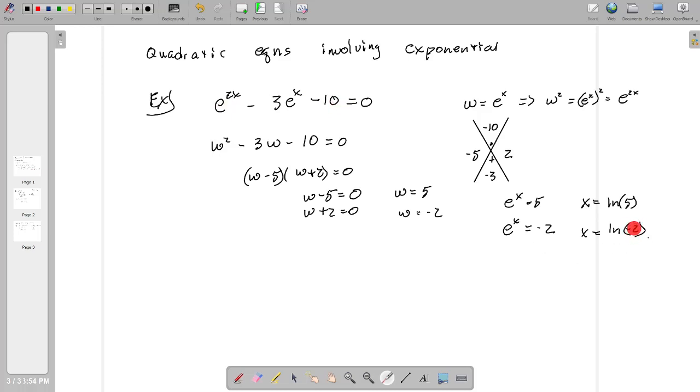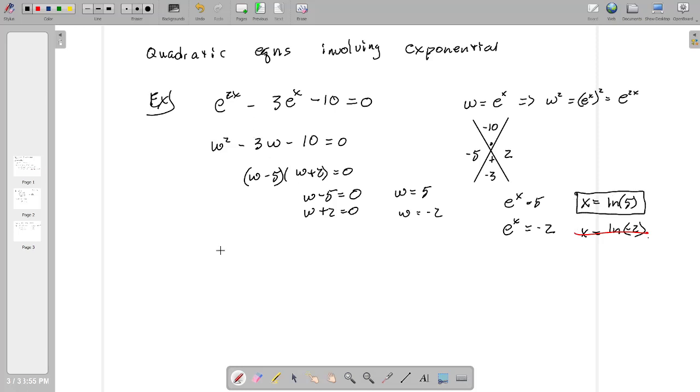Negative 2 is not in the domain of a logarithm. Remember, the domains of logarithms are from 0 to infinity. Basically, you can only plug in positive numbers as an input to a logarithm. Negative 2 is very clearly not positive. So this cannot be used as an input for a logarithm, which means we exclude this. It's an extraneous solution. So our only solution is x is equal to ln of 5.